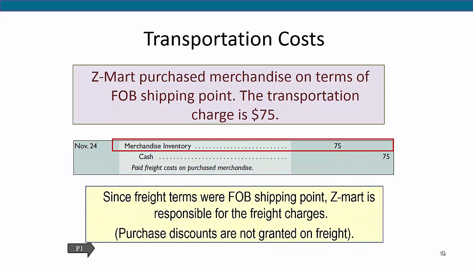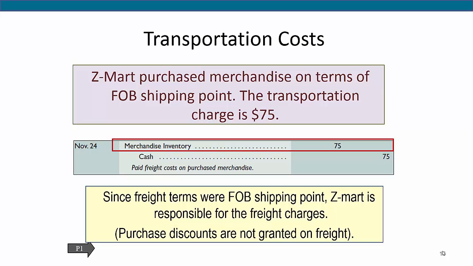And here's an example for you, journal entry-wise. When a buyer is responsible for paying transportation costs, the deal is made FOB shipping point. For example, the payment is made to either the carrier or directly to the seller, depending on the agreement. To illustrate, Zmart pays an independent carrier $75 freight charge for merchandise purchased FOB shipping point. So the entry is a debit to merchandise inventory and a credit to cash for $75.